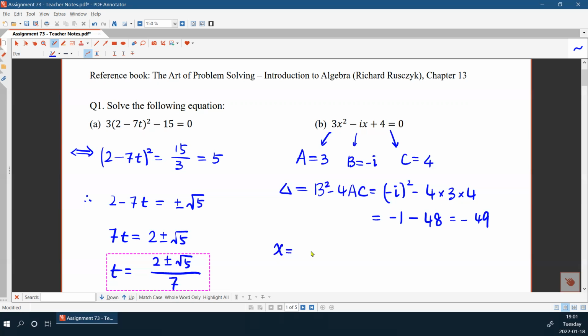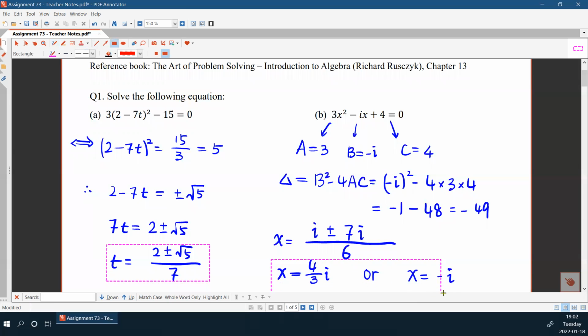Then x is given by this formula. The denominator is 2a, which is 6. Then -b, which is i, positive or negative, square root of delta, which is square root of -49, which is 7i, right? Okay, then if we choose to use the positive symbol here, we'll get 8i over 6, which is 4 over 3i. Or if we choose the negative symbol here, we'll have i - 7i, which is -6i over 6. Then x is -i. So there are two solutions. One of them is 4 over 3i, and the other one is -i.